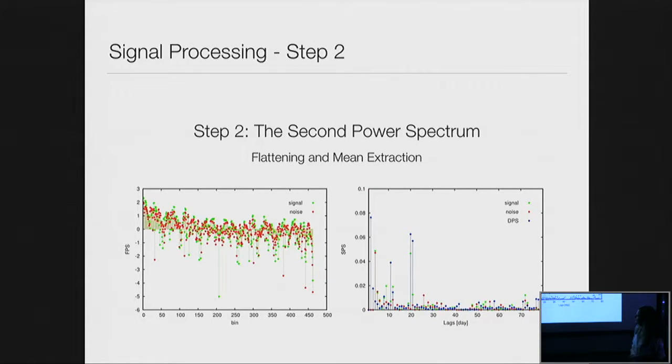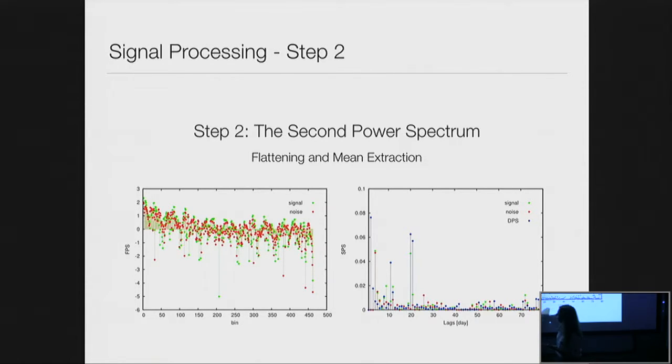So in the second step, we do further processing of the signals. The intrinsic variability of the quasar is this red noise. So when we calculate the power spectrum, we have this trend. We have a lot of power at the high frequencies. This introduces a trend into the signal, and we want to remove this trend.